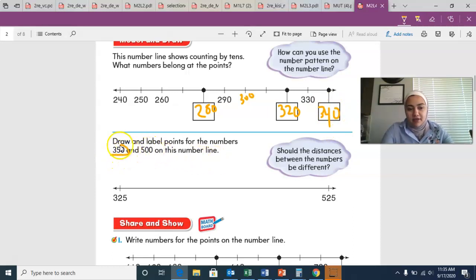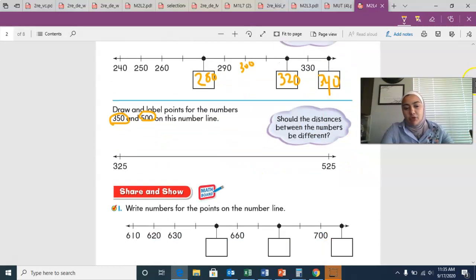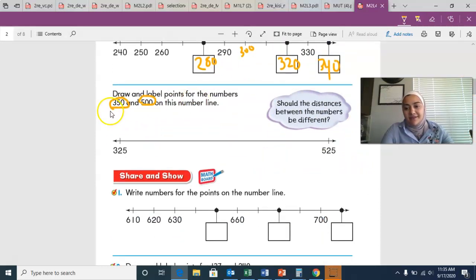So we're going to draw and label points for the number 350 and 500 on this number line. So here you're just writing an estimate. You're just showing me that you know that 350 is closer to 325. So if you write it anywhere here, that's okay. If you write 350 next to the 500s, then I know you don't know what you're doing. 350 is closer to 325. It's not too close to it because that would still probably be 330.